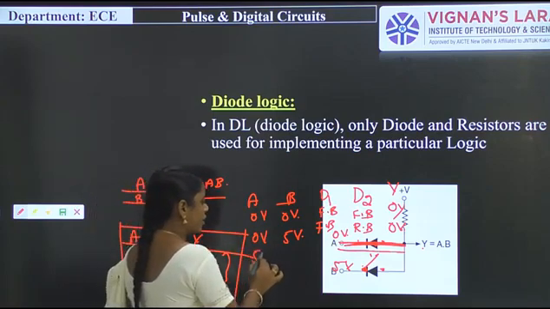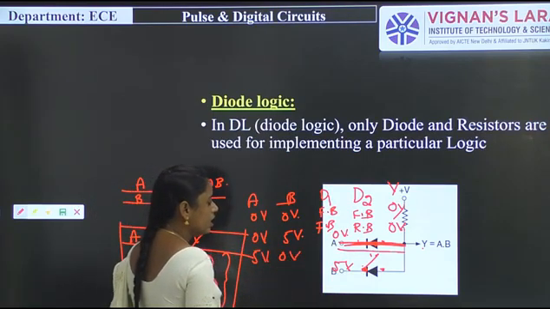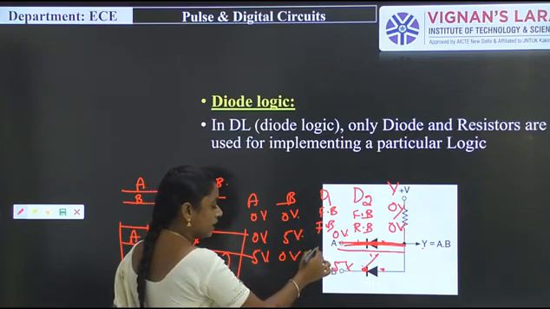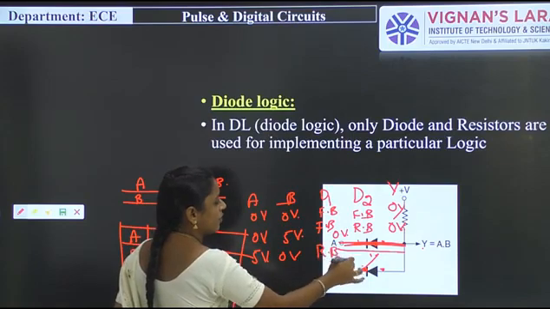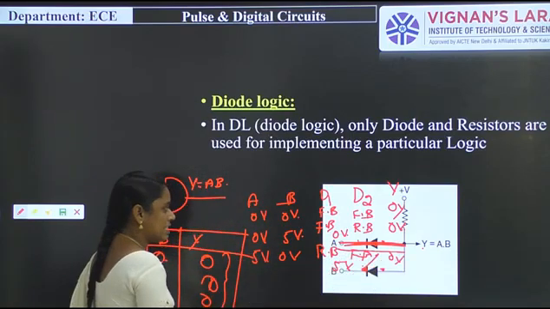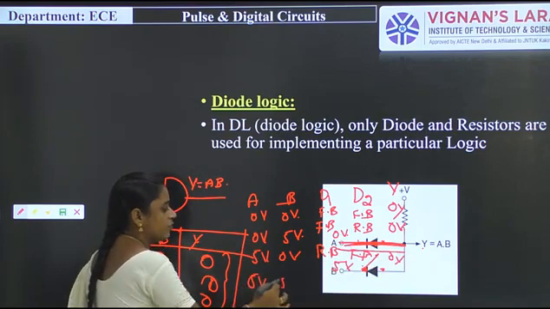And next, 5 volts and 0 volts we apply here. In that particular condition D1 will be reverse biased and D2 will be forward biased, so the output will be 0 volts again. And the third, last condition: both are 5 volts, 5 volts.